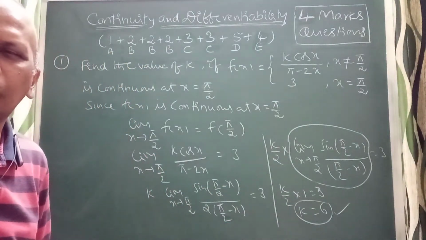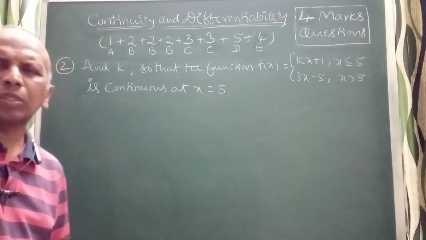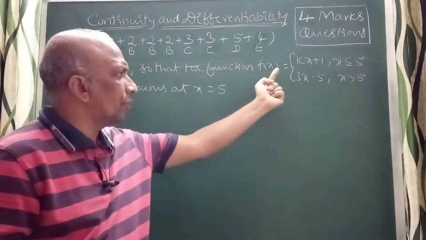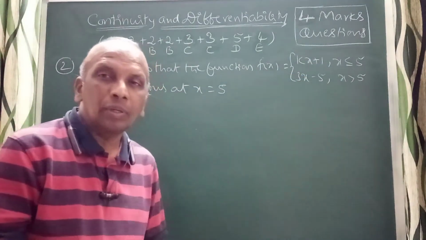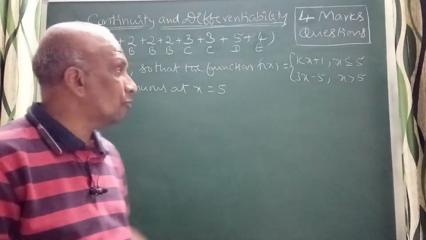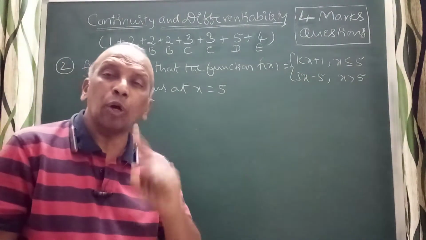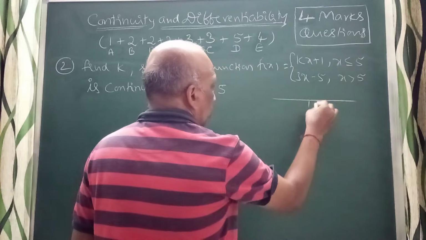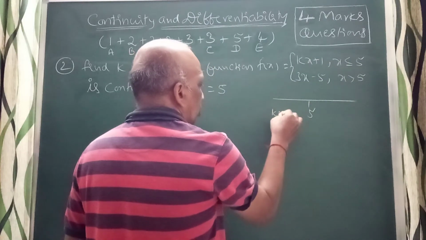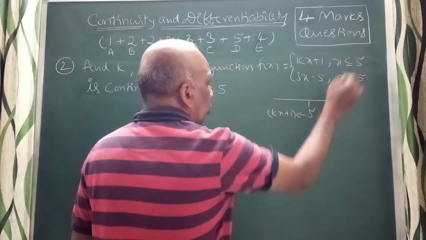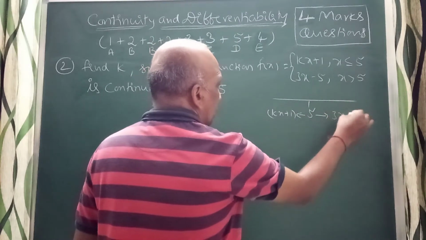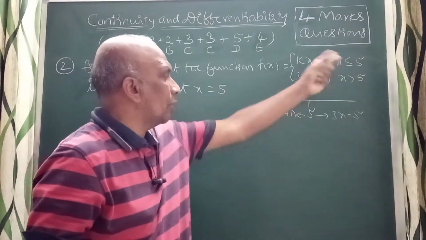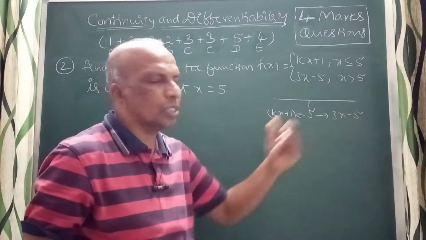I will explain the next problem. Now see this problem, the second problem. Here the function f of x is kx plus 1 for x less than or equal to 5, and 3x minus 5 for x greater than 5, and it is continuous at x equal to 5. You observe that they are splitting the function at 5: at 5 or less than 5, it is kx plus 1, and at more than 5, the function is 3x minus 5. Left of 5, including 5, is one function, and right of 5 is the other.